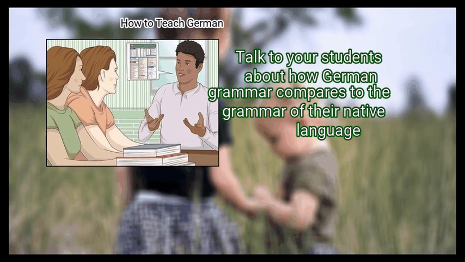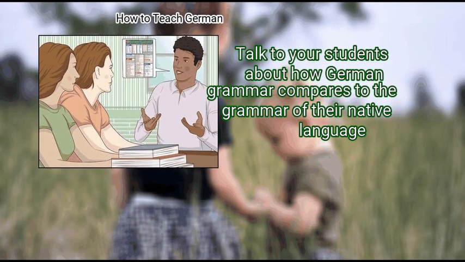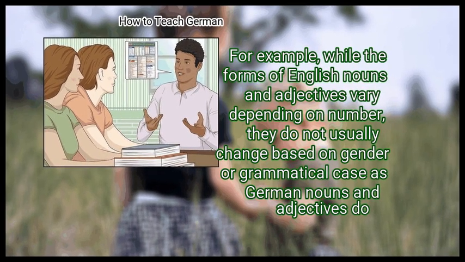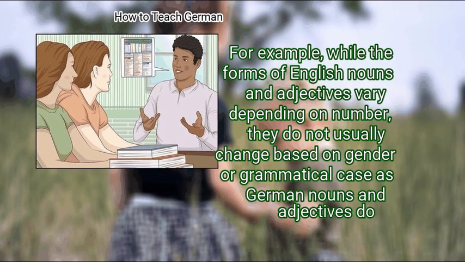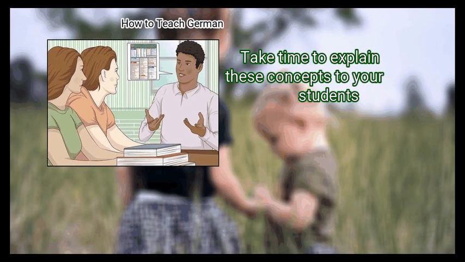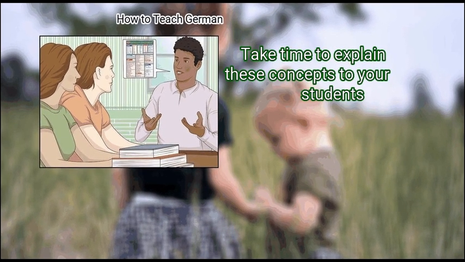Talk to your students about how German grammar compares to the grammar of their native language. For example, while the forms of English nouns and adjectives vary depending on number, they do not usually change based on gender or grammatical case as German nouns and adjectives do. Take time to explain these concepts to your students.